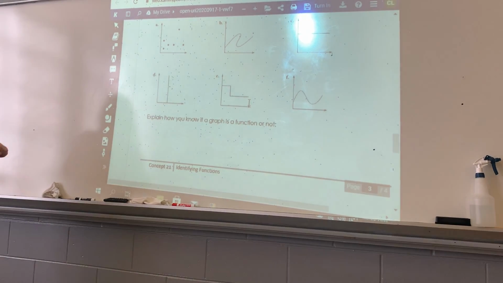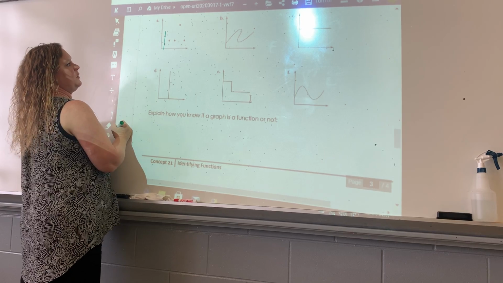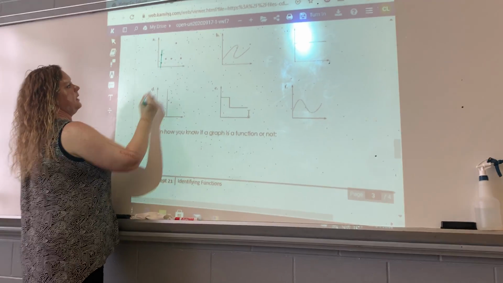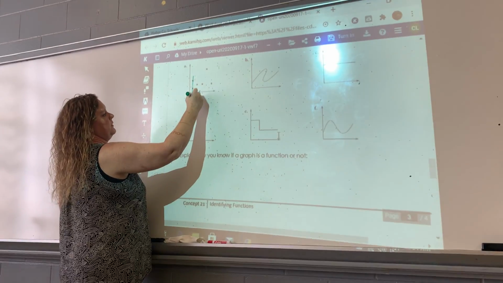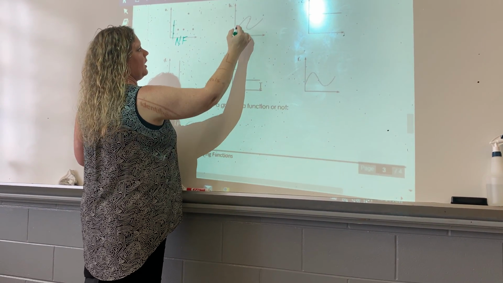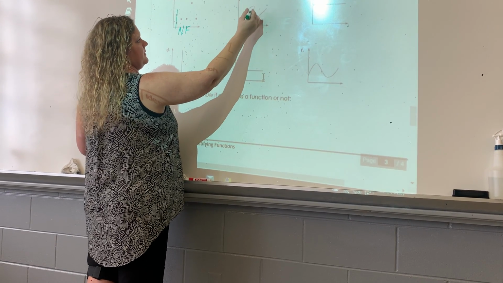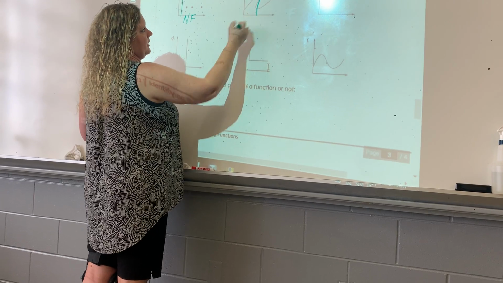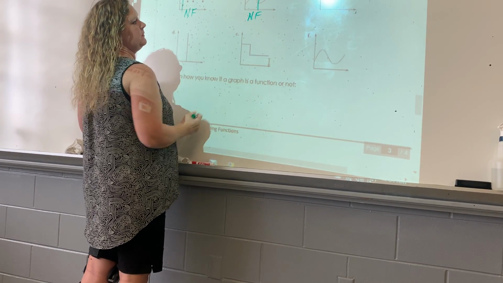Alright, yeah, this one right here, that's what causes the trouble, isn't it? None of the rest of them have the same X value, but those have the same X value, so not a function. What about this one? No. It curves, but it kind of curves under itself right there, doesn't it? So if I draw a line right here, it's gonna cross it in more than one place. So that makes it not a function.